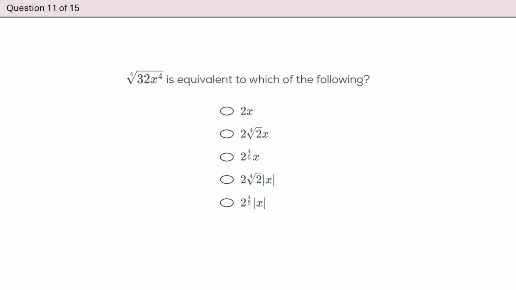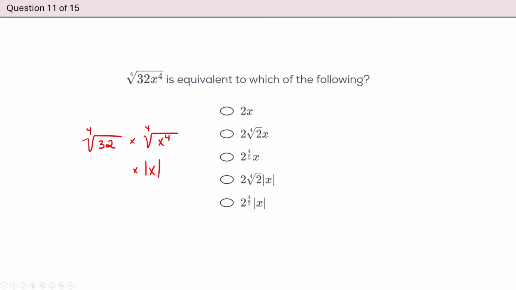If we simplify this, we can apply our radical rules, our roots rules, and we can rewrite this as the fourth root of 32 times the fourth root of x to the fourth. Okay, that's what we can do. Now, the fourth root of x to the fourth is actually going to equal the absolute value of x.